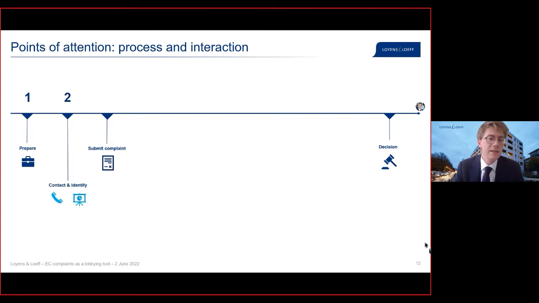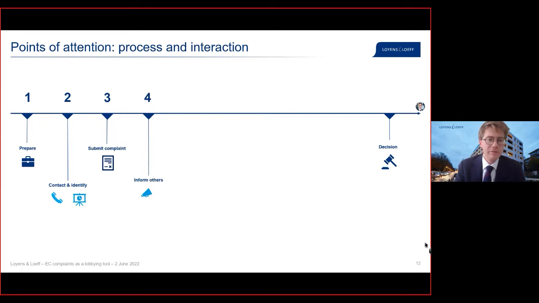authorities. Secondly, before submitting the complaint, it's important to contact the Commission to identify which unit, or first which Director General, is the competent one to receive your complaint. And it is always advised to search for the specific unit or even the contact person that will deal with your complaint before submitting it.